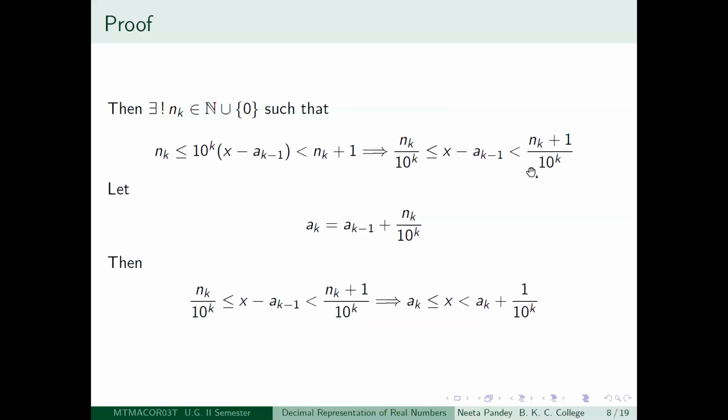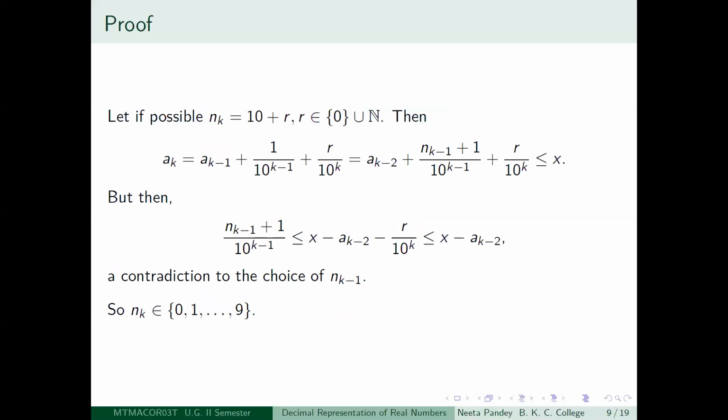So if you again look at this inequality, it is familiar ground now, I hope, that you just add ak minus 1 on all the sides, then you will get that ak is less than or equal to x is less than ak plus 1 by 10 to the power k. So this you get easily, and not only that, you will also get the rest of the properties.